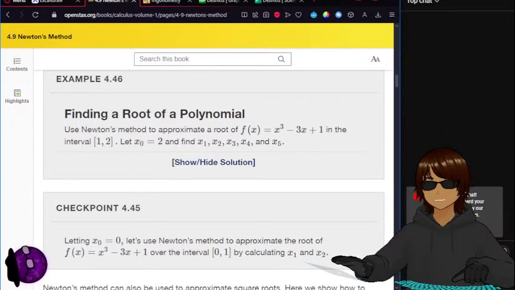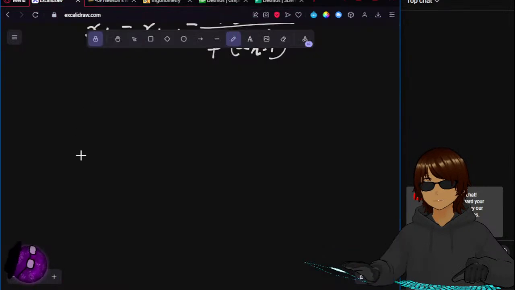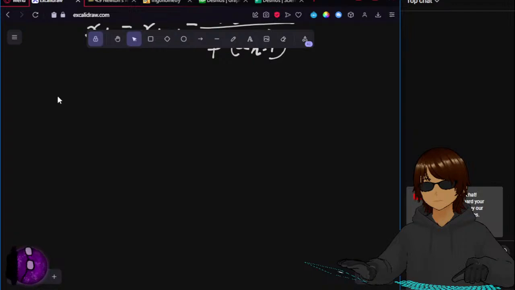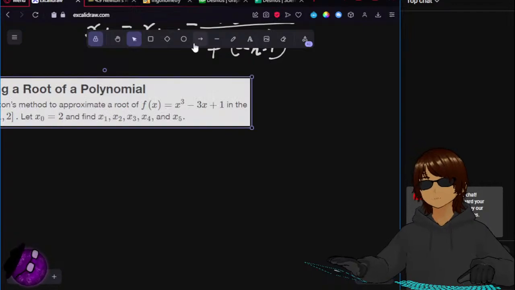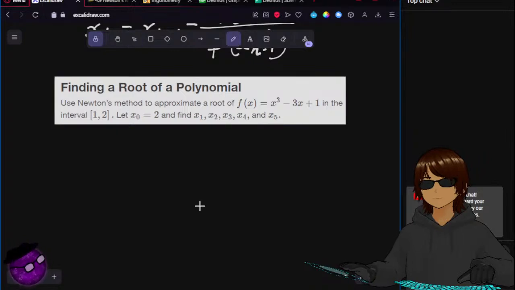We have to find all of this. So, let's take this. Let's paste here. But why did paste not work?